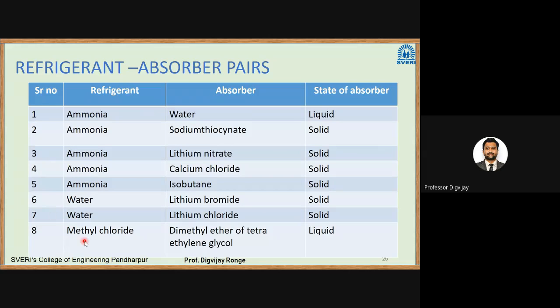Eighth and last is methyl chloride. Methyl chloride is the refrigerant and the absorber we have is dimethyl ether of tetraethylene glycol. In that case, the state of this absorber is liquid.